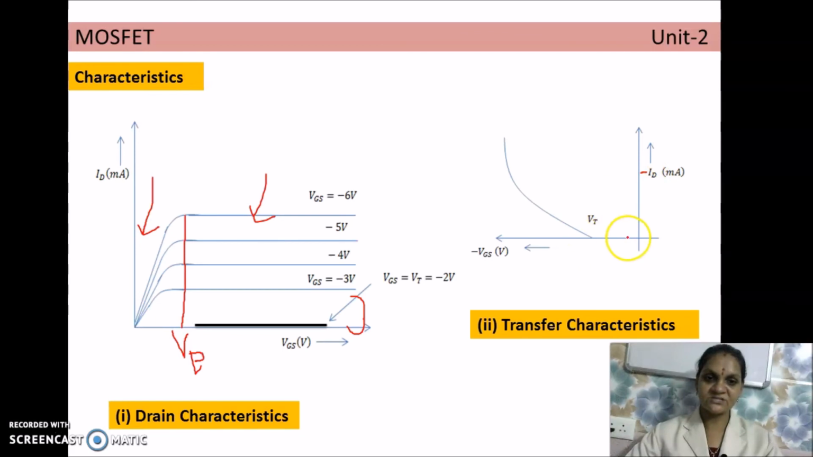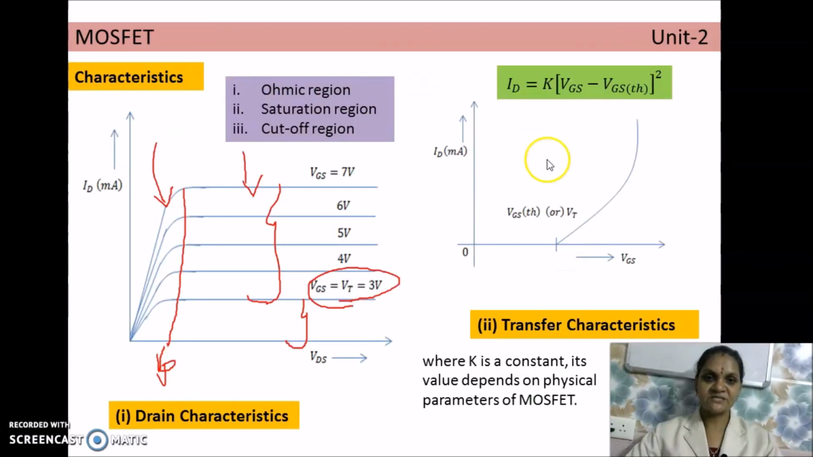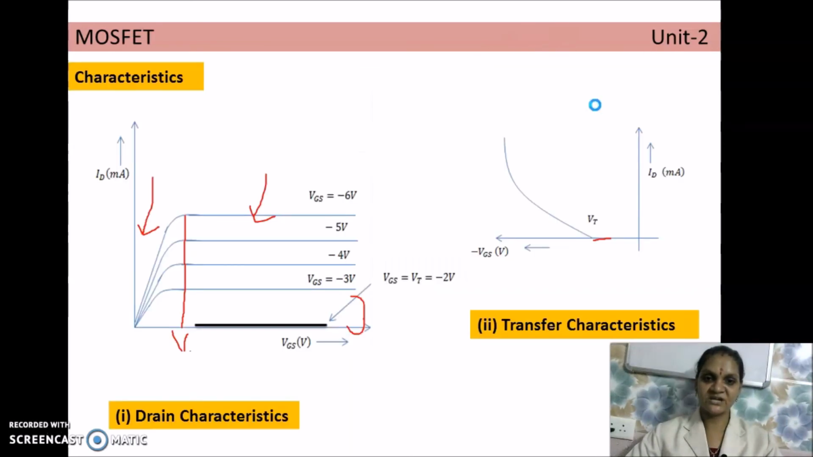Till it reaches the threshold voltage, this current remains 0, and after threshold voltage, current starts to increase exponentially. Right, the same expression what we have discussed in N-channel, this expression is suitable for P-channel also. So this is the operation of N-channel and P-channel enhancement type MOSFET.